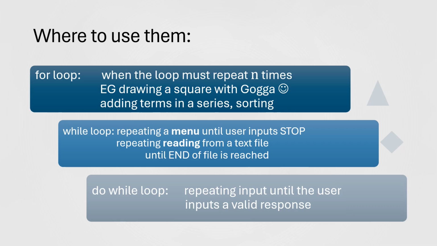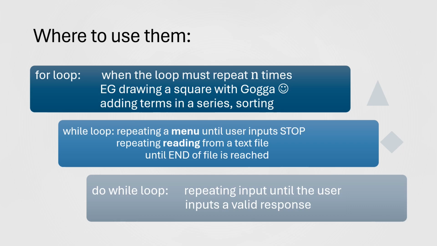Where do we use them? The for loop is when the loop must repeat n times. An example would be drawing a square with the hoja. There are 4 sides to a square, so you would repeat a for loop 4 times. You could be wanting to add the terms in a mathematical series, and you could program your loop to do that exactly. You could be wanting to sort data, as you will learn in grade 11.